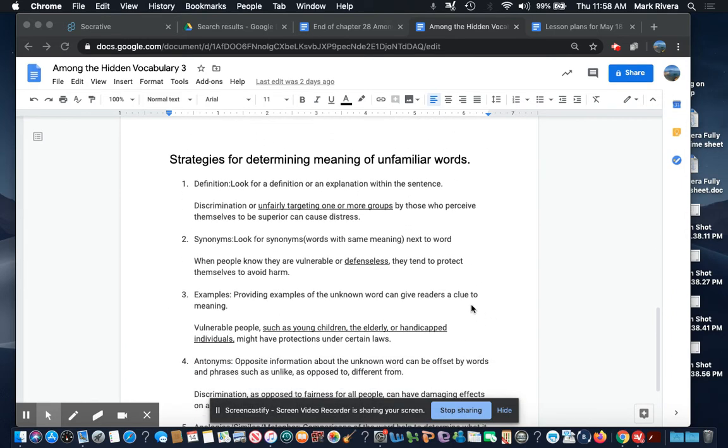So again, in some of these examples, you'll see the definition there, and it'll be right plain for you to see. So for example: discrimination, or unfairly targeting one or more groups by those who perceive themselves to be superior, can cause distress. Again, the word discrimination is actually defined here, right? Somebody who's unfairly targeting one or more groups.